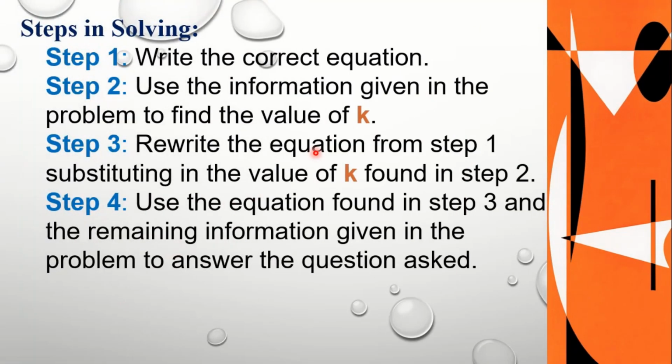So we have here the steps in solving. Step 1, write the correct equation. Step 2, use the information given in the problem to find the value of k. Step 3, rewrite the equation from step 1, substituting in the value of k found in step 2. And the last, but not the least, use the equation found in step 3 and the remaining information given in the problem to answer the question asked.